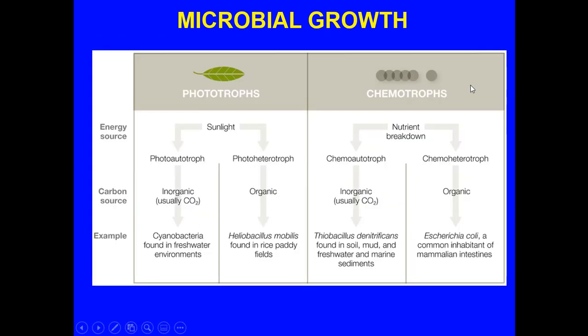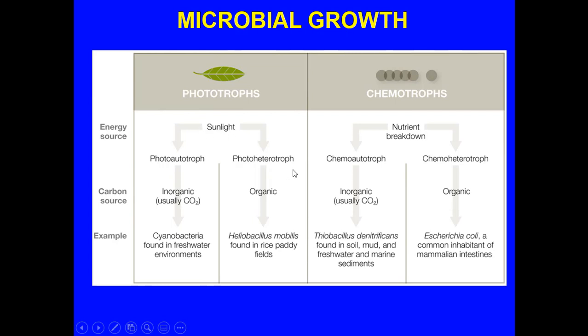Now, this is where you're going to break down a couple of different levels. First, you have to find the energy source. Then you have to find the carbon source. So if I talk about phototrophs, I can have photoautotrophs. Auto should give you the clue right off the bat: self. Photoautotrophs have an inorganic carbon source, usually carbon dioxide. They use sunlight, such as cyanobacteria found in freshwater environments. The energy from the sunlight provides them with the necessary means to make carbon compounds.